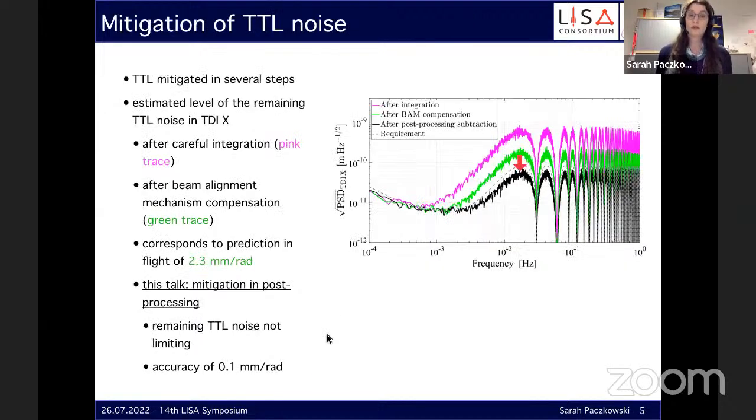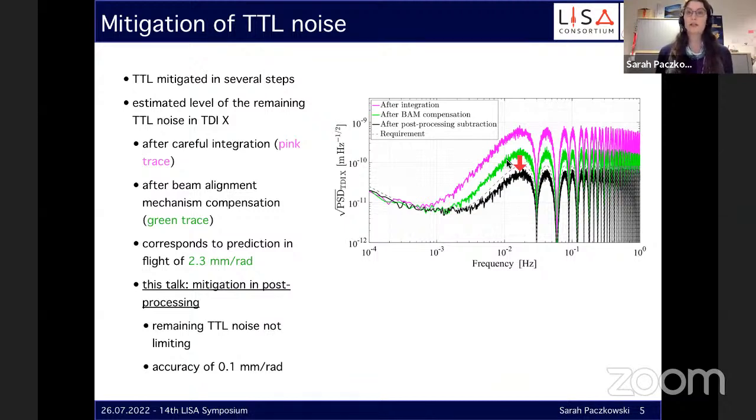So the tilt-to-length noise mitigation in LISA is planned to be done in several steps. Here on the right, you see the estimated level of the noise in TDIX after each of these steps. After careful integration, tilt-to-length noise is estimated to lead to the TDIX output, which is shown here in pink. And after the application of the dedicated beam alignment mechanism, we expect to be able to reduce the noise such that we reach the green curve here.